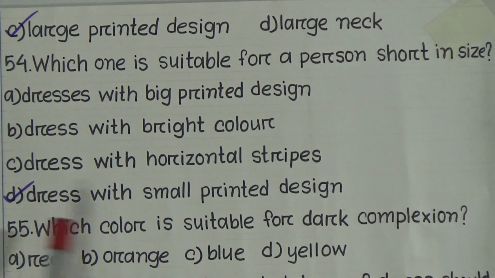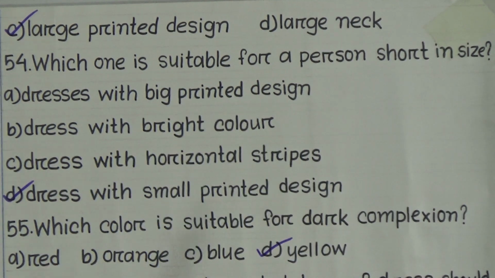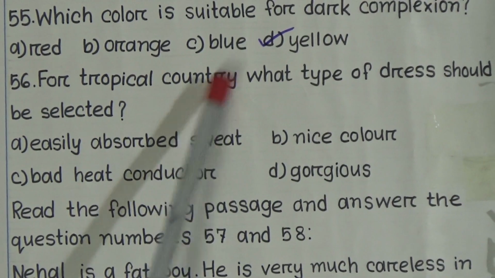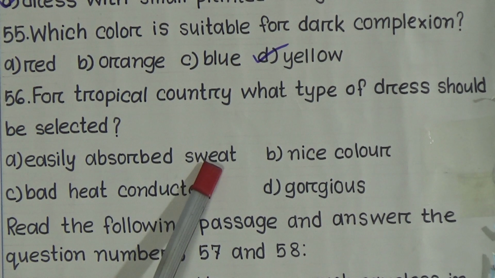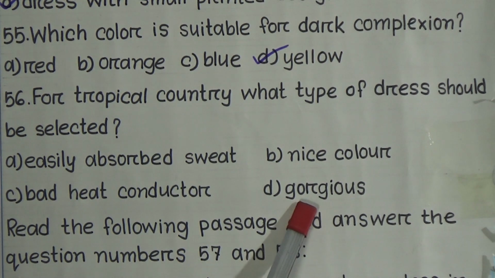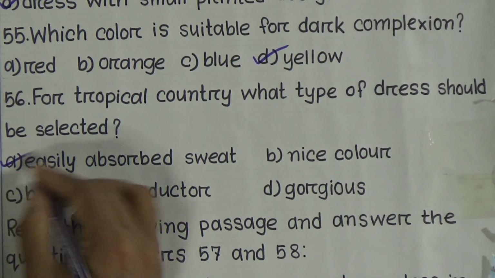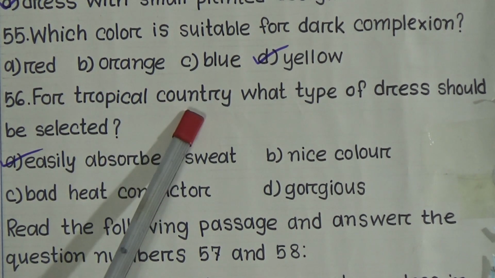Question number 55. Which color is suitable for a dark complexion? Given options are red, orange, blue, yellow. Here, the correct answer is option D, yellow. Question number 56. For a tropical country, what type of dress should be selected? Options are easily absorb sweat, nice color, bad heat conductor, gorgeous. So here our correct answer is option A, easily absorb sweat. This type of dress should be selected for a tropical country.